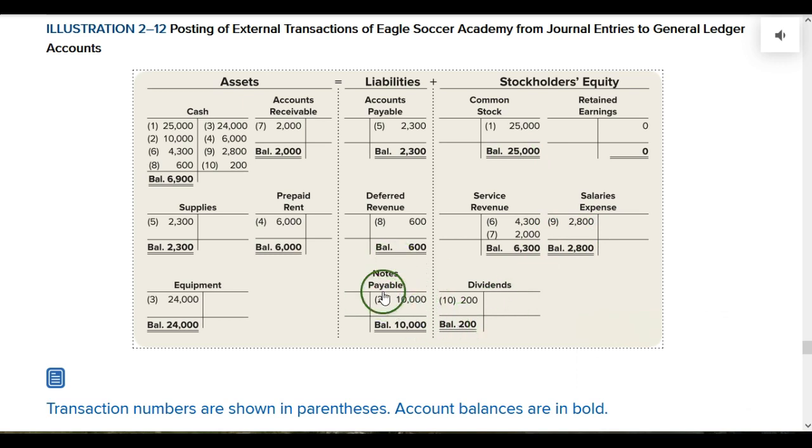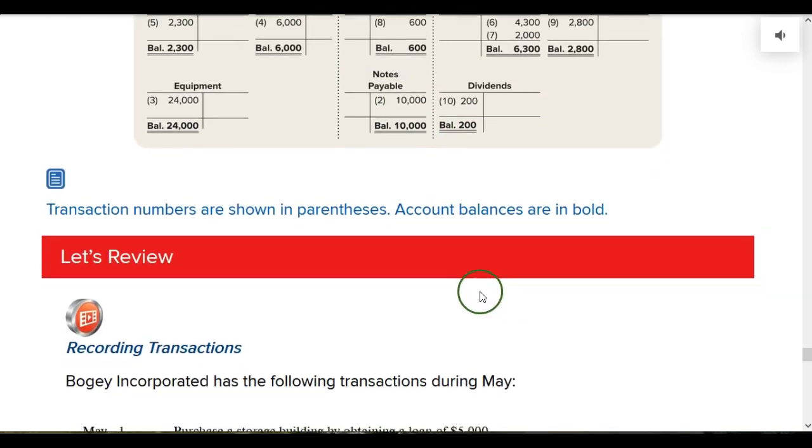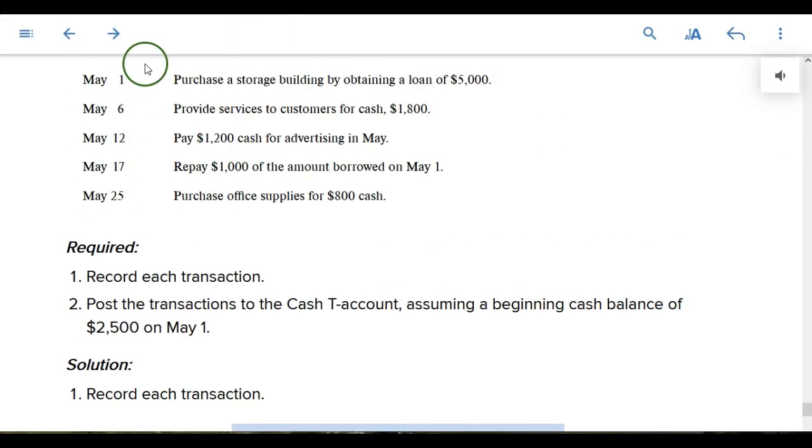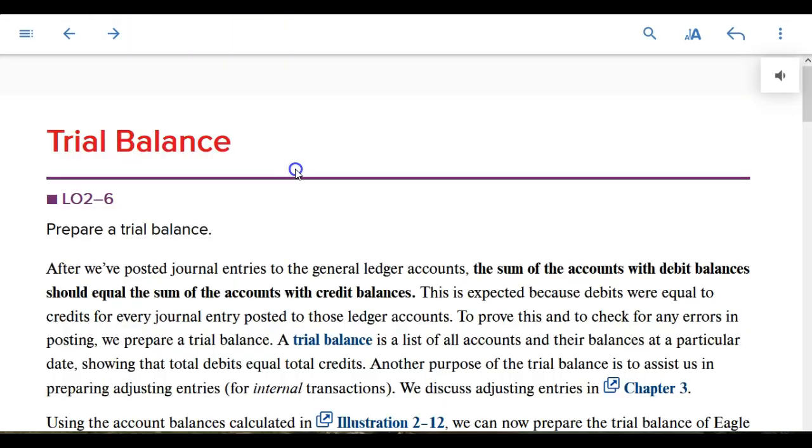So when you add all these asset accounts together, they will equal all these liabilities plus the stockholders' equity accounts. Because remember, your supplies, your salaries expense and your dividends will decrease, but when you net all these together, the equation will still balance. And there's an example you can work through yourself. Let's go to the next section.